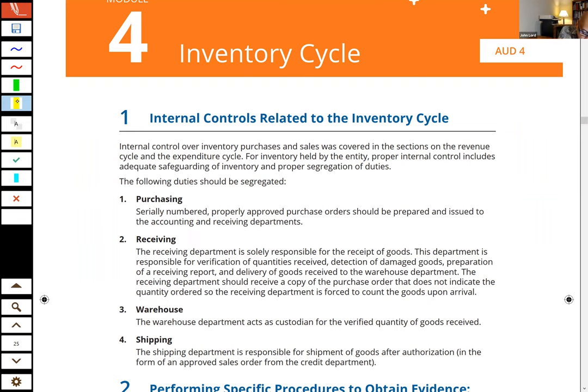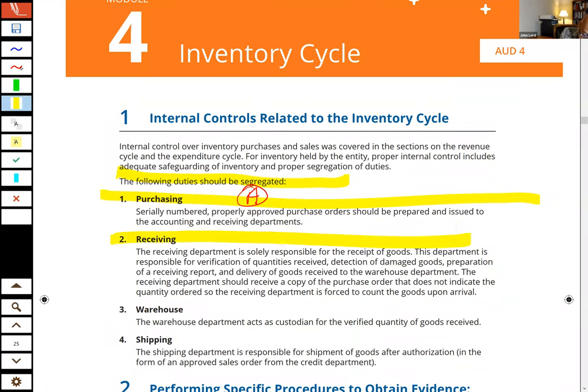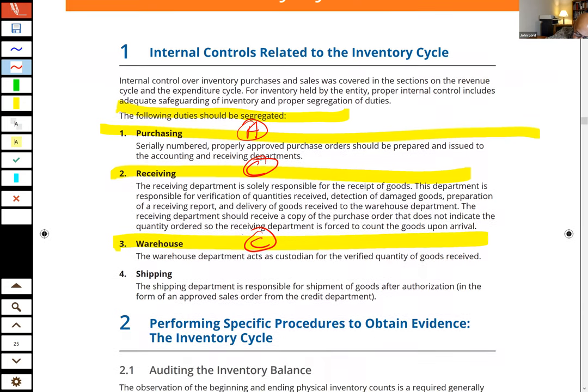I'm going to quickly go through the separation of authorization, record keeping, and custody here, because this is the mirror image of what we talked about for our expenditure cycle and our accounts payable, right? Purchasing is going to be an authorization. Receiving is a custody, right? The warehouse is custody, a lot of custody because we're talking about physical items. And then shipping is going to be custody. We're talking about inventory, so it shouldn't be surprising that there's an awful lot of custody there.